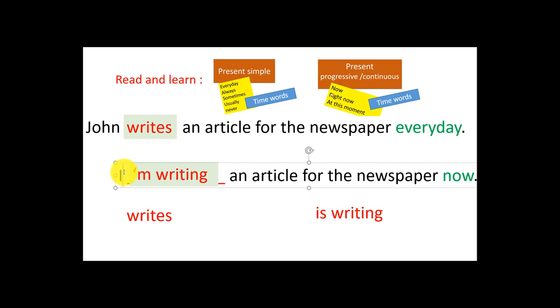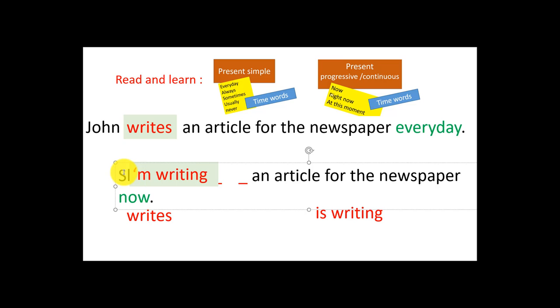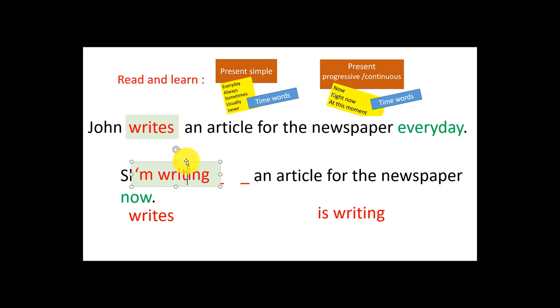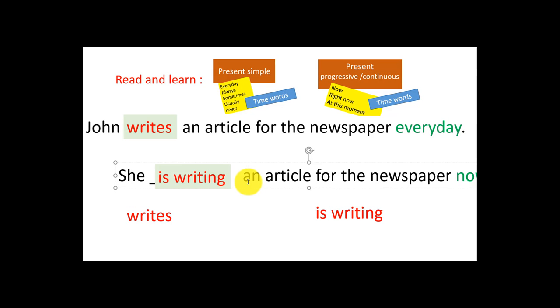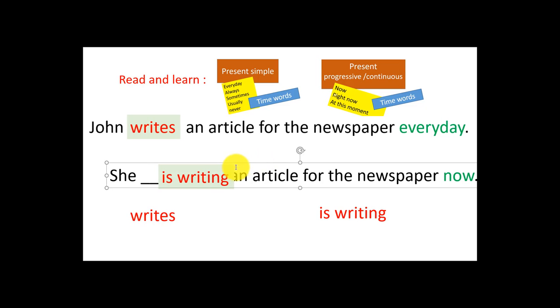If we don't have I, if we have she, for example, what can we say? Just 1 minute. Can we say she am writing an article for the newspaper now? No, we would say what? She is writing an article for the newspaper now. Is it clear? Yes, I hope so. Very good.